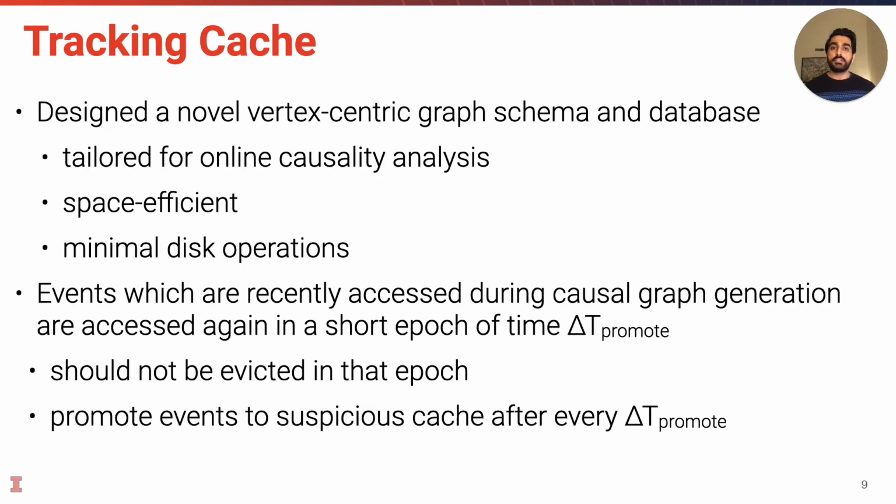In order to achieve this goal of scalable ingestion, first we build a novel vertex-centric graph schema and database that is tailored for online causality analysis. This in-memory causal graph database is space efficient and requires minimal disk operations while tracking causality of streaming events. Second, we keep recent system logs for a certain epoch in the main memory. This is based on the observation that recent events have a high probability of dependence with the upcoming events in the near future. This allows Swift to eliminate disk reads and writes while building the causal graph.